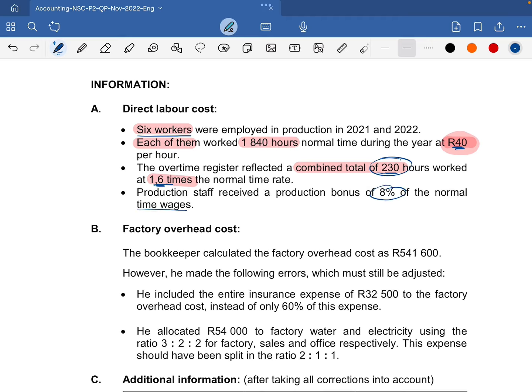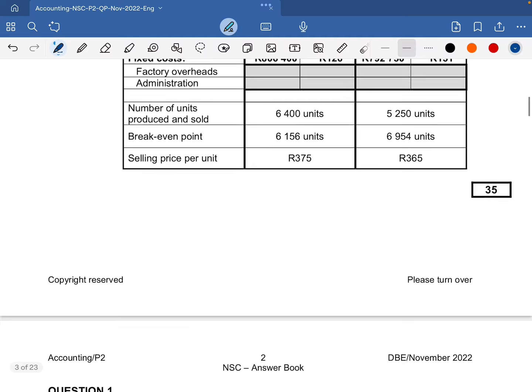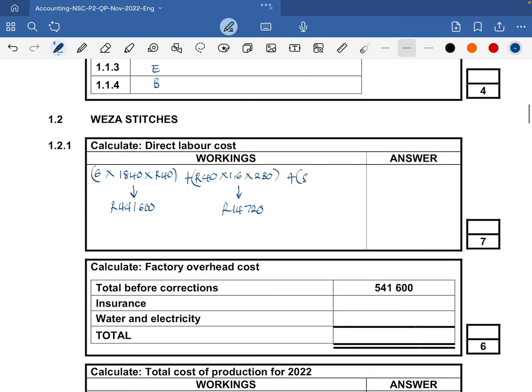And let's consider the last bullet point, which says production staff received the production bonus of 8% of the normal time wages. So they received the bonus of 8% on the amount that we have calculated from these 2 bullet points. So it is 8% times 441,600.